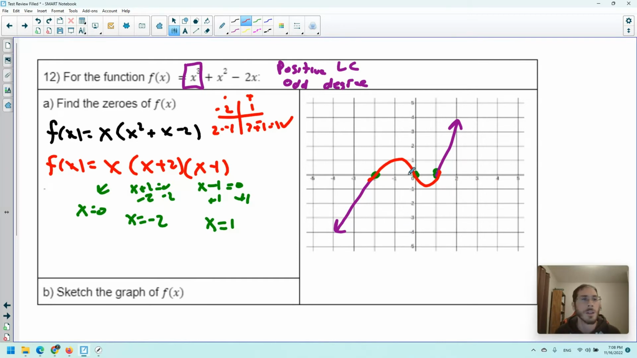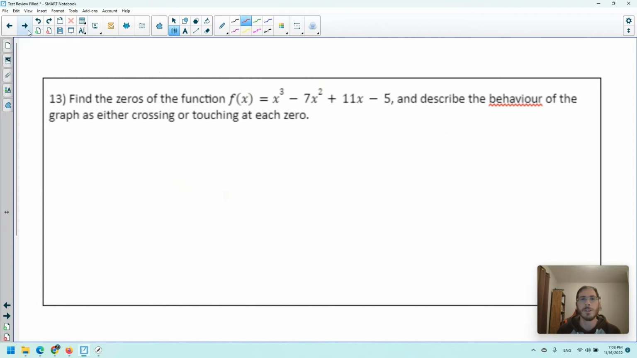So we're done with number 12. We can do without the calculator. For 13, find the zeros of the function f of x equals x cubed minus 7x squared plus 11x minus 5, and describe the behavior of the graph as either crossing or touching at each zero.